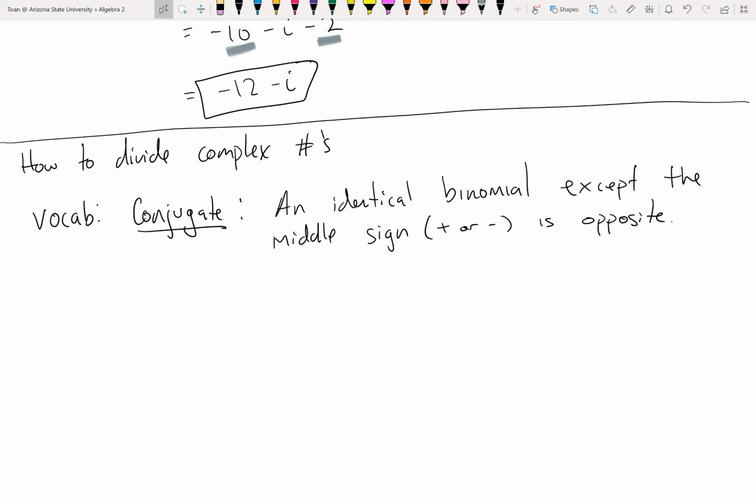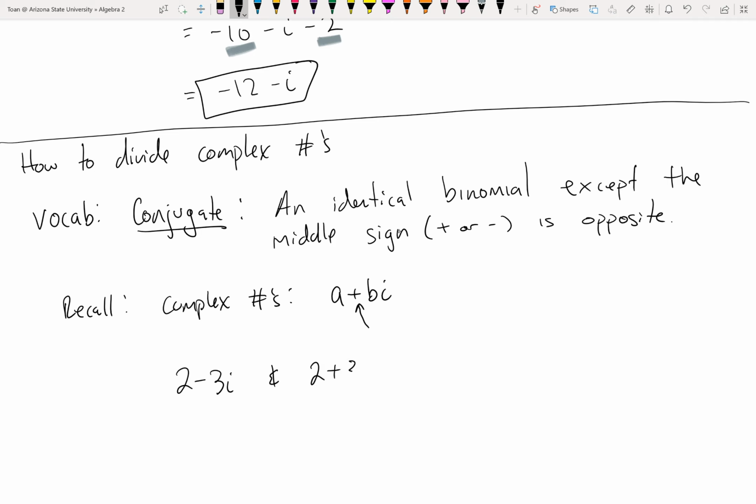So let's remember a complex number. That's a plus bi. So a conjugate would be simply another complex number where the imaginary part is flipped. So for example, 2 minus 3i and 2 plus 3i. See how the middle symbols got flipped? Everything else is the same, but the middle symbol got flipped. I would say these two are conjugates.